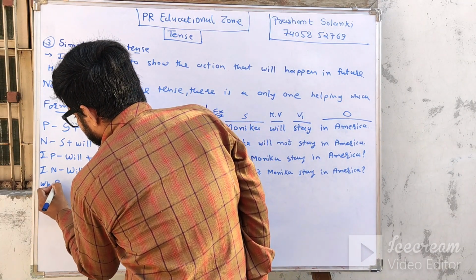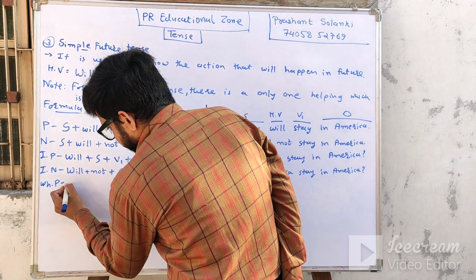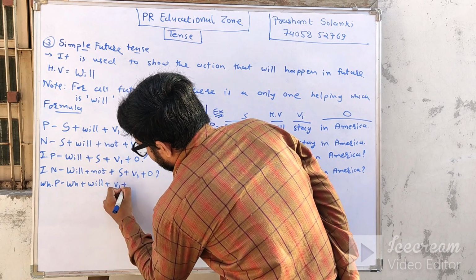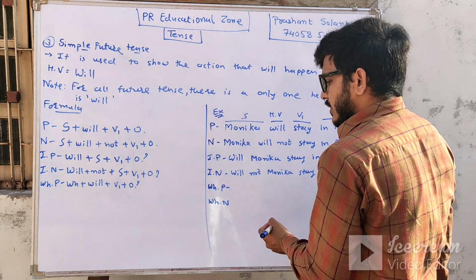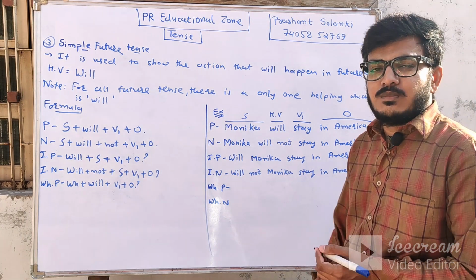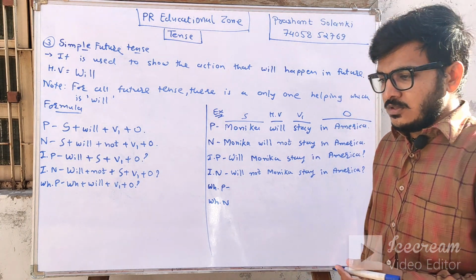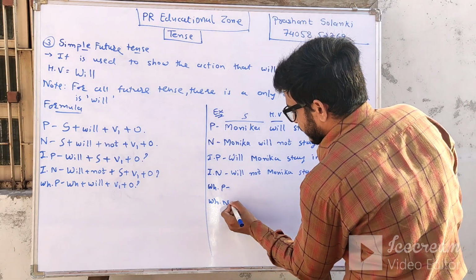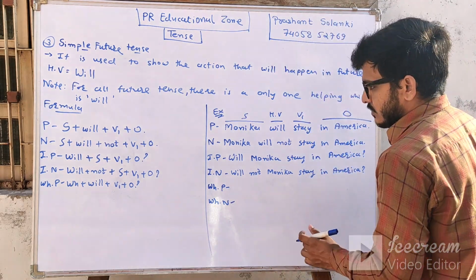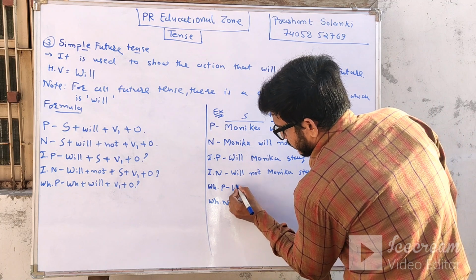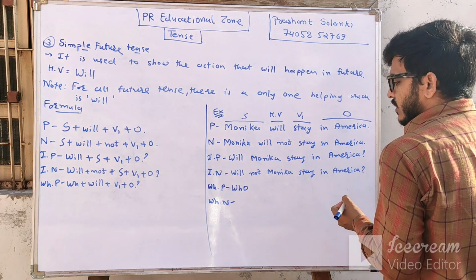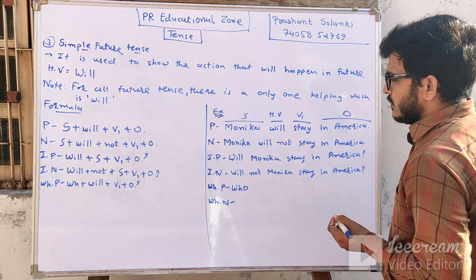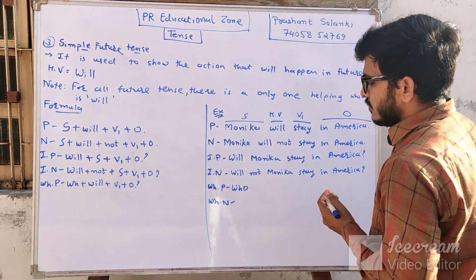Now WH positive: WH plus will plus verb 1 plus object and question mark. You have to remember to put the question mark, because sometimes students do not put it and because of that they lose their marks in the exam. So we have to remember that. Punctuation marks are also important in grammar. It shows your punctuality or precision.